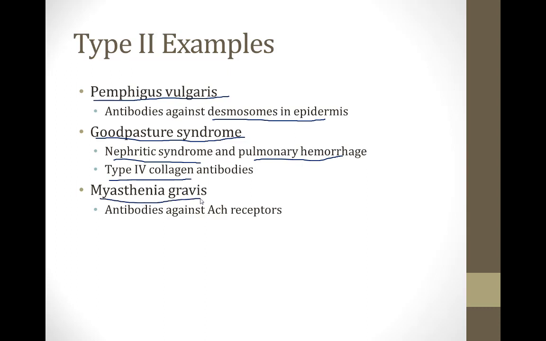And finally, myasthenia gravis is an example of a type 2 hypersensitivity reaction. In this case, there are antibodies against acetylcholine receptors. And all these disorders share the common theme of antibodies directed against tissues or cells in our own bodies.